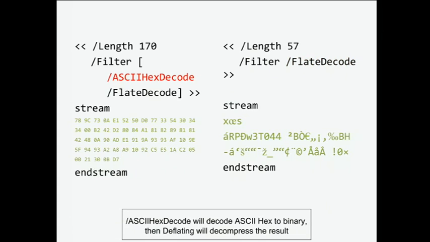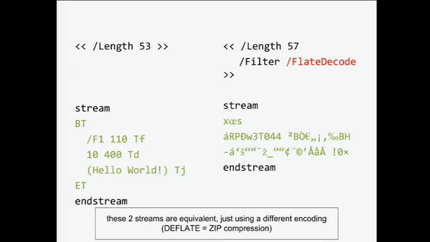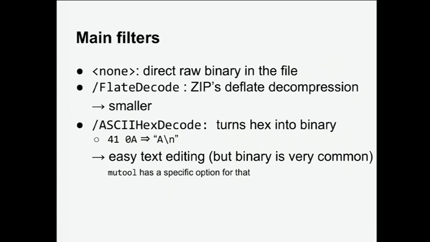Another example, now I took the same stream, but instead of keeping it as binary, I asked to keep it as hex representation, and this is another filter. So now there are two filters, and this one will be applied first, and then this one will be applied second. So first, convert hex to binary, and then apply zip decompression on it. And those streams are equivalent. This is still just a hello world stream. So the filters, usually you see the known ones: it's direct binary, and then the zip decompression, and then the ASCII to just make it easier to edit. Usually, of course, it's bloated, but it's handy.